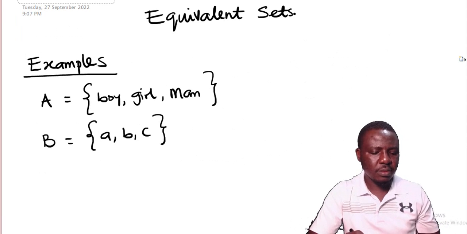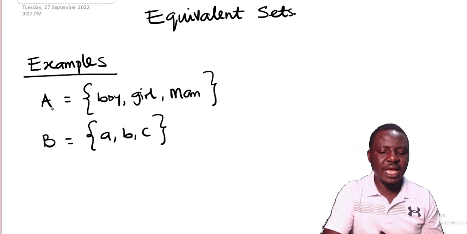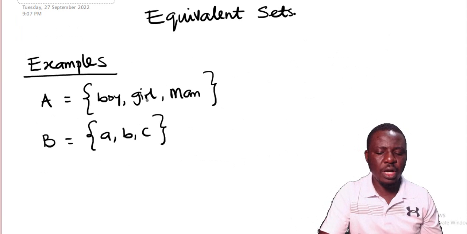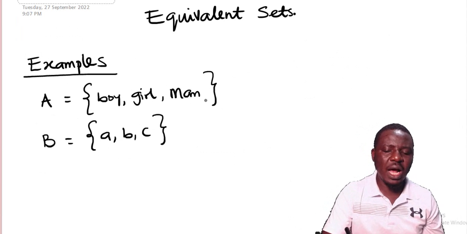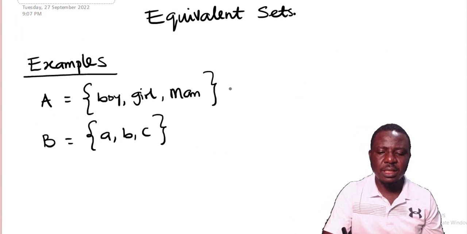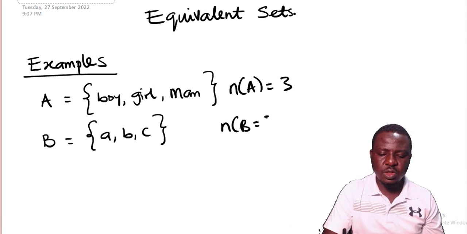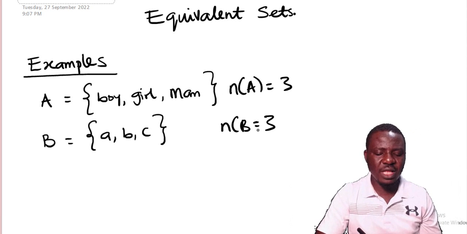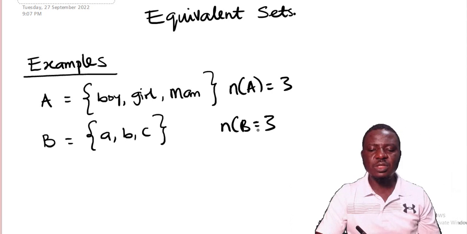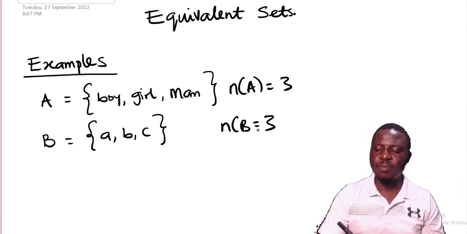Under equivalent set, for example, we have set A, which has elements boy, girl, and man, and set B has elements A, B, and C. These two are said to be equivalent sets because their cardinalities are the same, which is equal to 3. So n of A is equal to 3 and n of B is also equal to 3. So they are said to be equivalent sets.